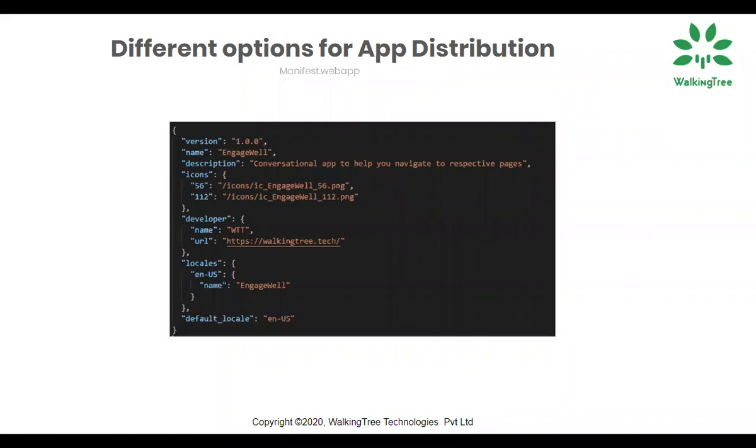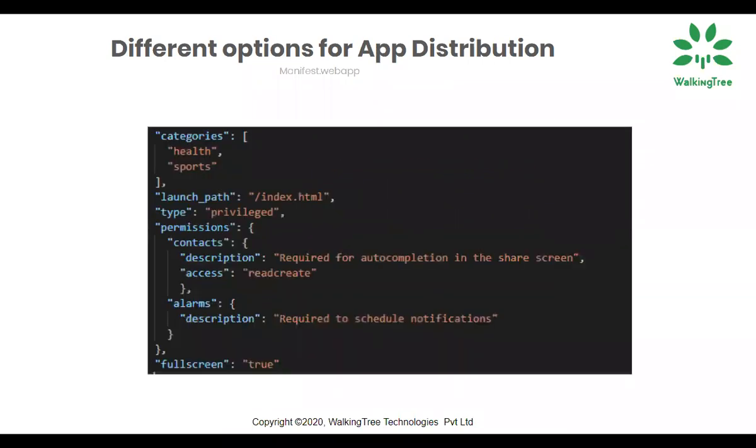You can even specify multiple locales, specify the default locale, and specify the categories. If you are already familiar with the app publishing process, you might have seen all these steps being done at the level of the respective stores. But here, we need to fill all these details in the manifest web app file to describe the app as well as to differentiate the types of apps.